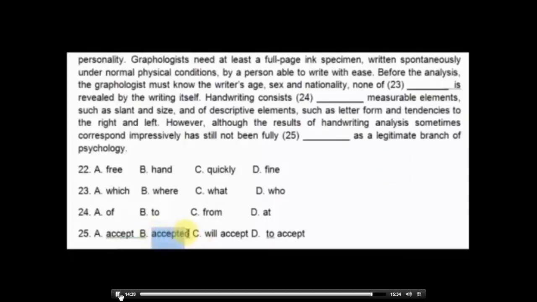Now, accepted. This is the correct answer. Since we have discarded all of the rest of the answers, then we know it is accepted. But why is it accepted? Let's review. Impressively has still not been fully accepted. So it is being accepted, but to the day it is not fully accepted. That means there is a process that began, that means in the past, and it is not fully completed. It is in the process of being completed. So since we're talking about something in the past, we need to use a tense that is in the past.